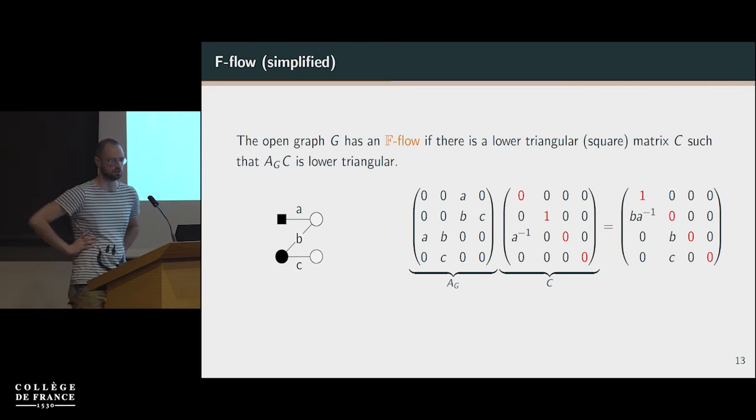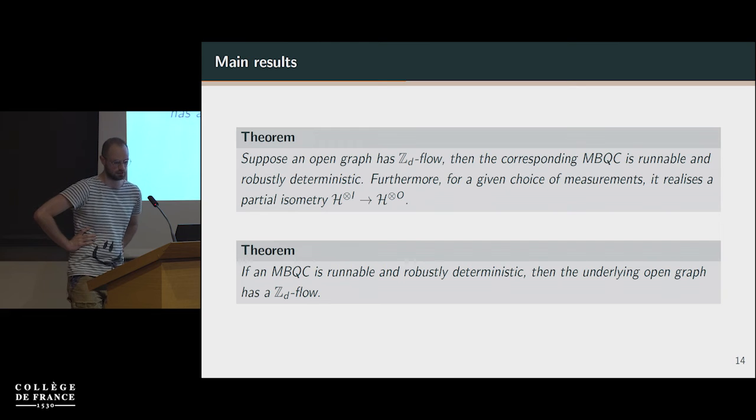Now, there are other conditions that the flow needs to verify on this graph state, but they are not particularly interesting, so I won't go into the details. Now, given this definition and these considerations, our main results are the following two statements. Firstly, and this is the more straightforward statement, we showed that if we have an open graph with ZD flow, then the MBQC, or the measurement pattern that I've just described, is robustly deterministic, and it implements an isometry which acts from the inputs to the outputs.